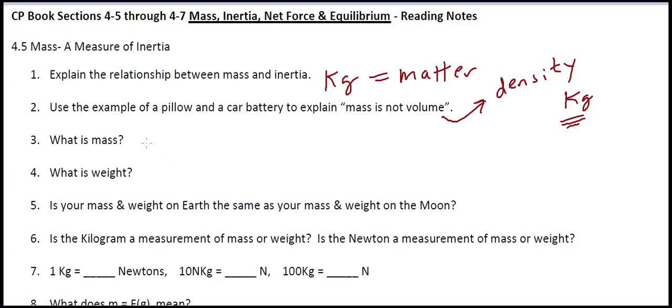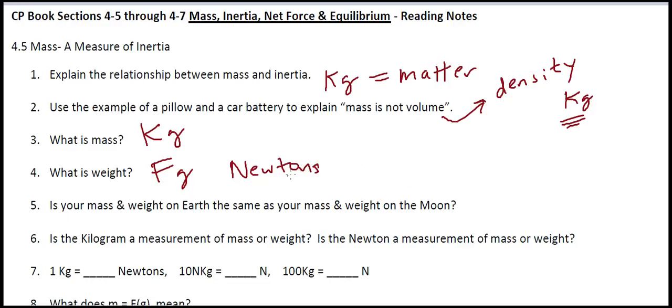What is mass? Mass is the amount of matter of an object, and it's measured in kilograms. What is weight? Weight is the force of gravity on an object, and it is measured in newtons. That can change depending on where you're at.